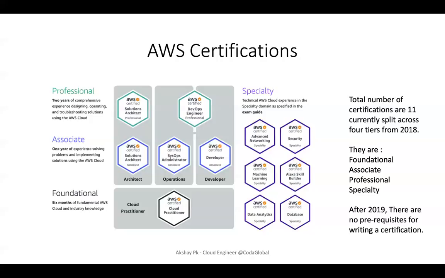For the associate level, it's around 10,000 Indian rupees. For the professional, it's around 22 to 23,000 Indian rupees. Similar for the specialty as that of the professional. For the foundational, it's around 7,000 to 8,000 Indian rupees. When it comes to dollars, I would say foundational is $100, associate is around $150, and the professionals, including the specialties, are all $300, right? So that's the cost when it comes to an AWS certification.